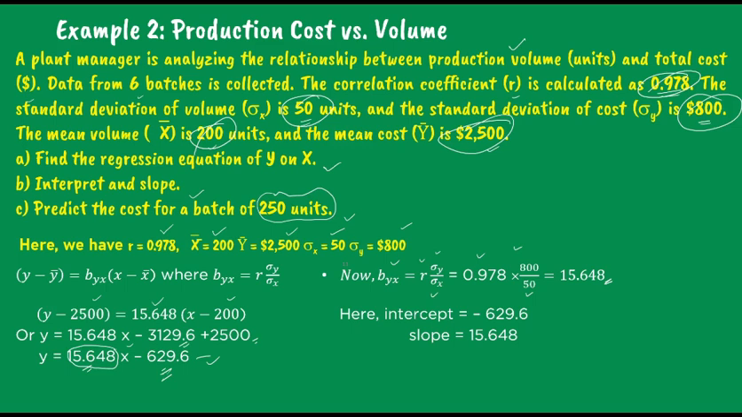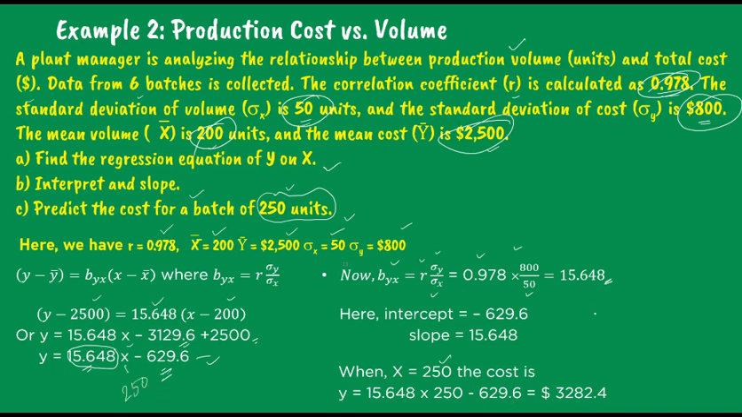There is no restriction like that of the correlation coefficient. So these are the intercept and slope. Now there is an estimate we have to make: for 250 units, what shall be the cost? So in this equation, the equation of y on x, we put the value 250 in place of x, and then you compute.